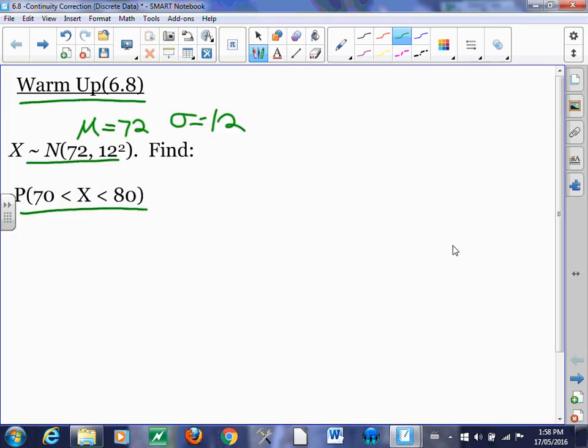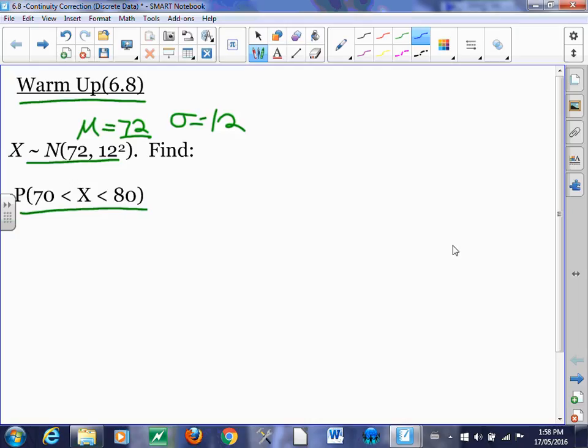I could apply this to any math class I have. Say I have a test, and I want to know what's the probability that on the next test you will get between 70 or 80, given that my class average is 72 and my standard deviation is 12. That's an easy way to change it to an application question.